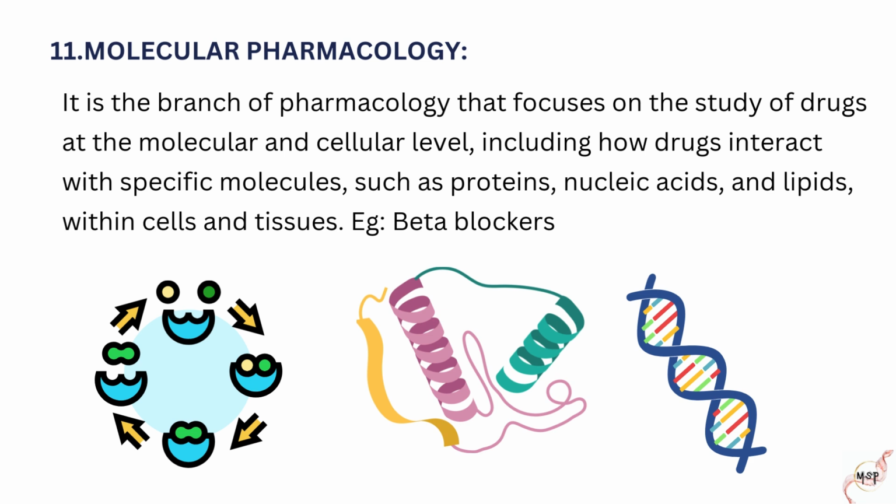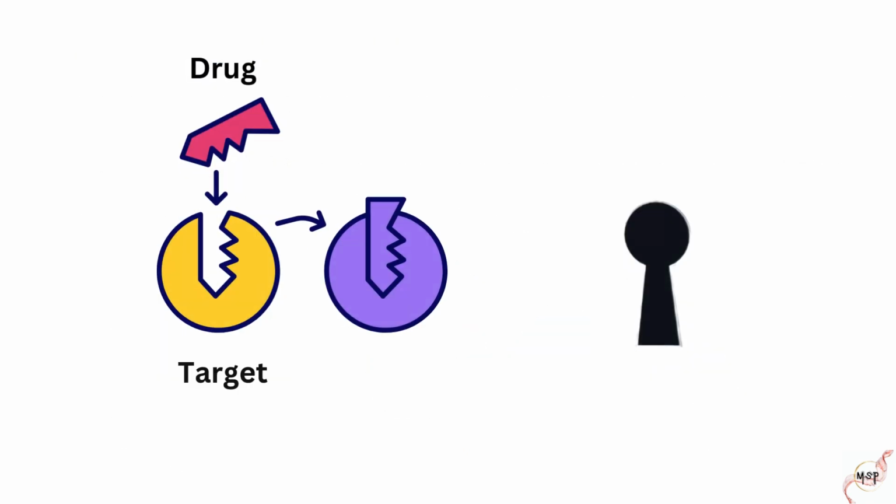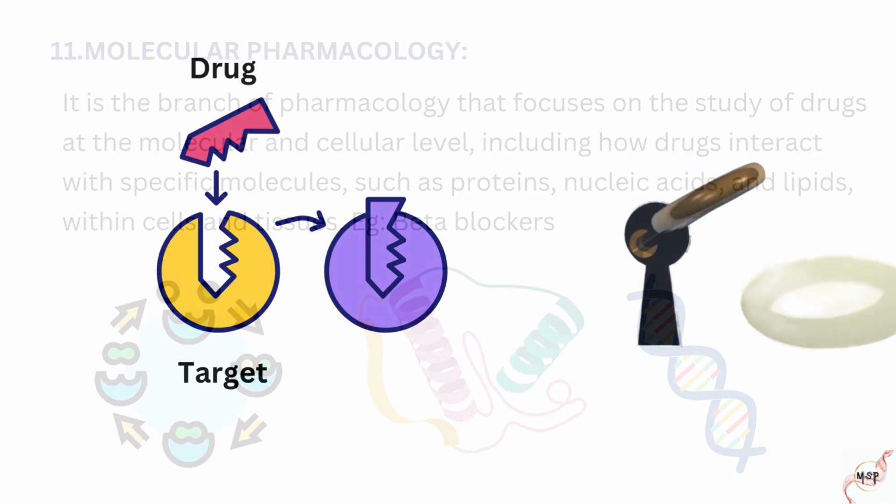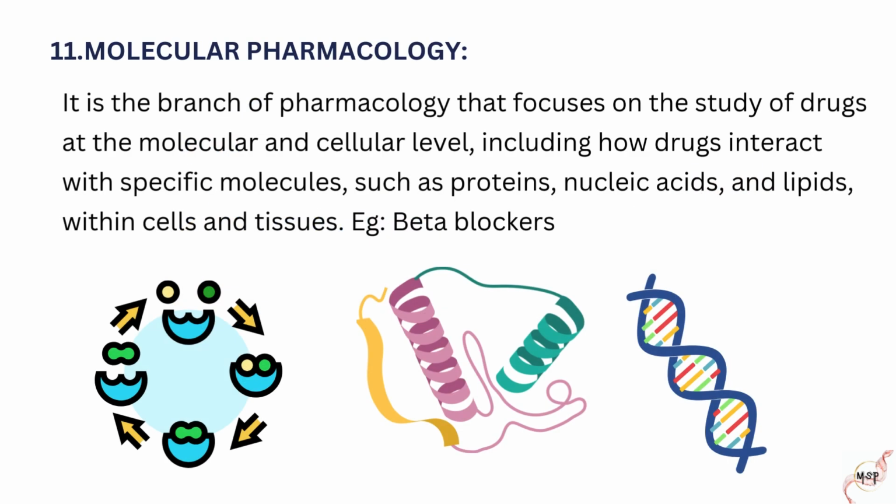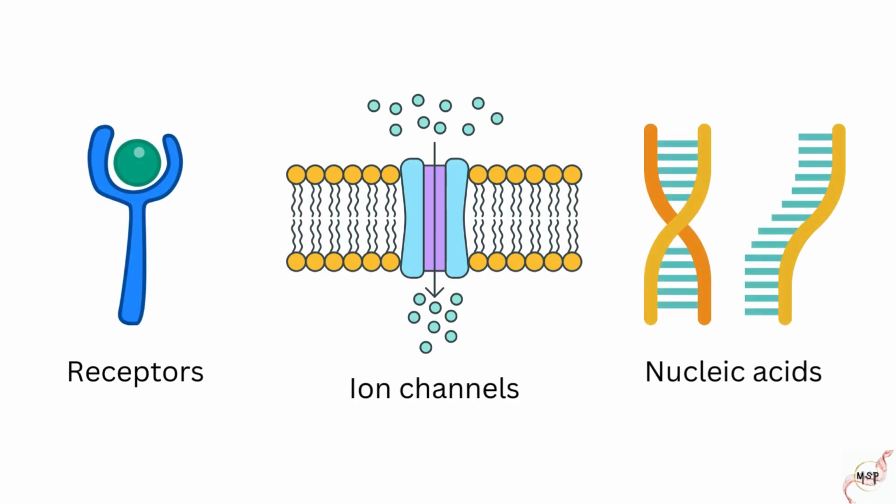So, by definition, molecular pharmacology is a branch of pharmacology that focuses on the study of drugs at the molecular and cellular level, including how drugs interact with specific molecules such as proteins, nucleic acids, and lipids within cells and tissues. These interactions are like a lock and key. The right drug molecule fits perfectly into the right target, which activates or blocks biological pathways. This field focuses on drug interactions at the molecular level, particularly with receptors, ion channels, and nucleic acids.